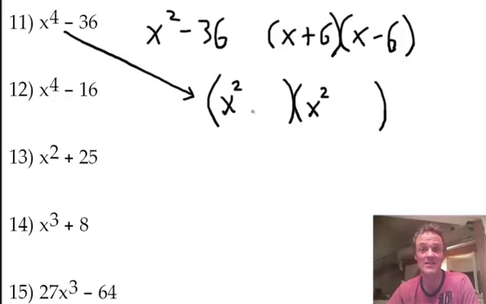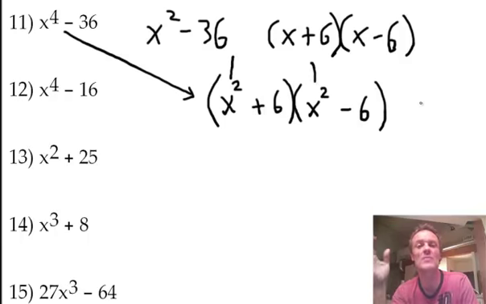It's still the same as the parentheses above. It's still a 6 and a negative 6, okay? It's just got this different start here and here, because it's not x squared minus 36, it's x to the fourth minus 36. There you go, okay?